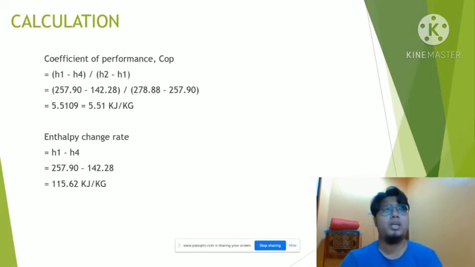And finally, we calculate the COP, which is the coefficient of performance. As you can see in the slide, we get 5.51 kJ per kg. And lastly, the enthalpy change rate, H1 minus H4, we get 150.62 kJ per kg. Okay, that's all.